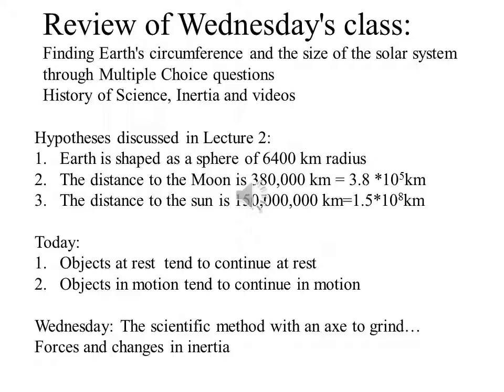Now, in general, that's the whole game of science. That's all we do. We come up with those hypotheses, and we improve on those hypotheses with more and more careful measurements. The hypotheses we discussed in lecture 2 were that the Earth's 6,400 kilometers in radius, the distance to the moon is 380,000 kilometers, and the distance to the sun is 150 million kilometers.